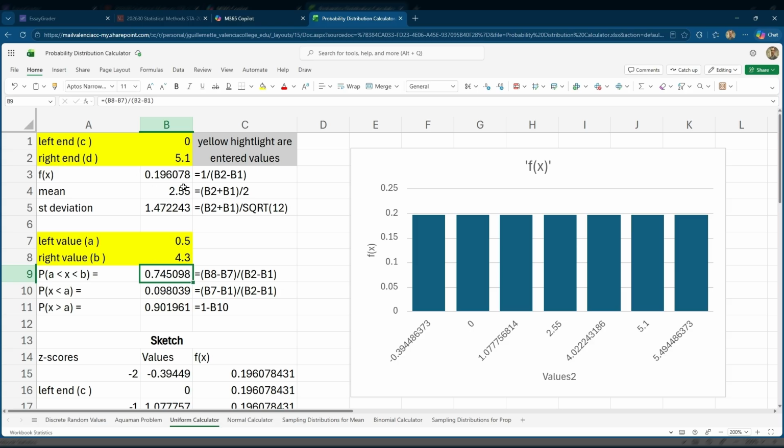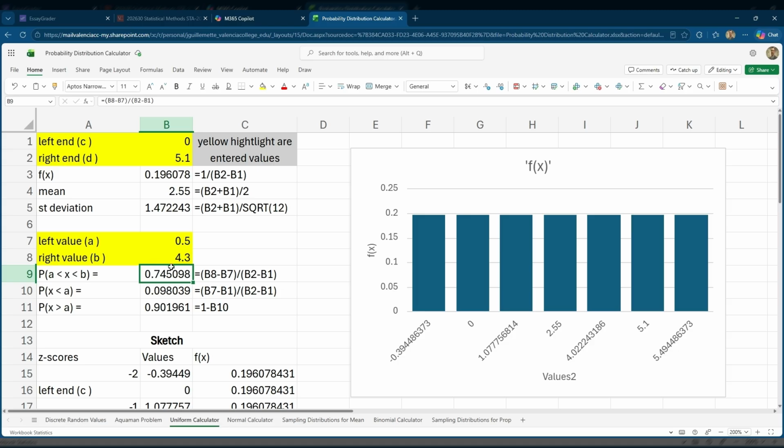Well, the height is 1 divided by d minus c. So here's your d minus c right here, 1 divided by, times, right, the width. And the width is b minus a. So you have b minus a divided by d minus c. And so that formula right there gives you the area that you're looking at in your normal distribution over here.